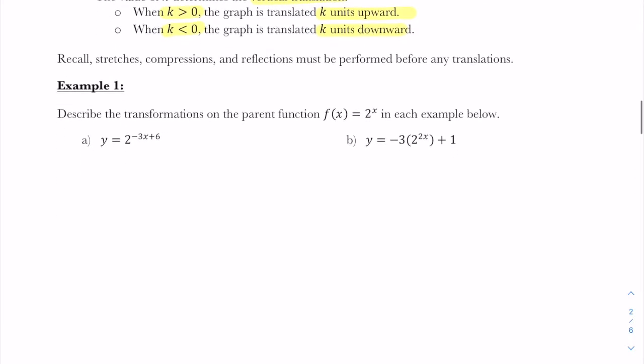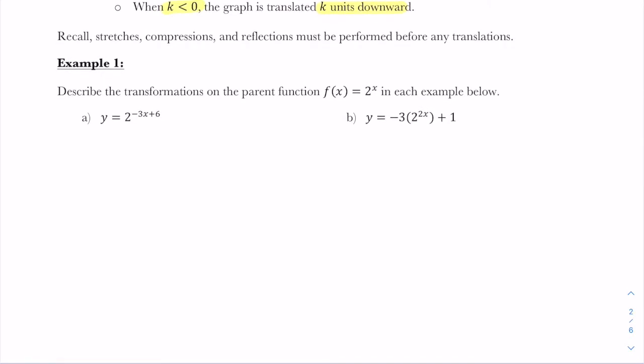Let's put this to practice in example 1. We're going to describe the transformations that were performed on the parent function, f of x equals 2 to the exponent x, in each of the following. We have to perform this factoring step before we get a true idea of what the h value is. This will be shown below.